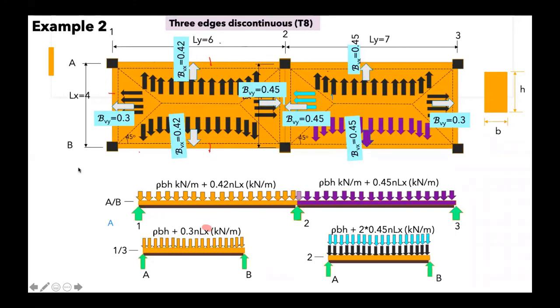Okay. Also for B1, 2, 3, this is a continuous beam. For the simply supported beam, it is applied for AB1. This one is a simply supported beam, this is a simply supported beam, and this is also a simply supported beam.